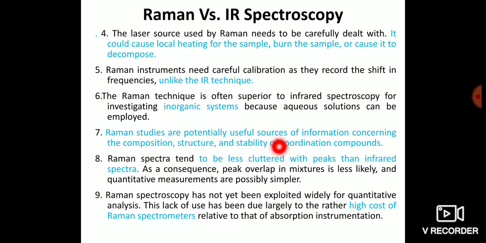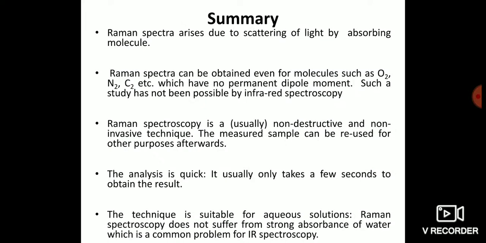Raman studies are potentially useful sources of information concerning the composition, structure, and stability of organic compounds. So these are certain applications which are going to be repeated. So I'm not going to repeat here. So let us summarize today's lecture. So Raman spectra arise due to scattering of light by absorbing molecule. So here you can see that there is a sample molecule and there is an incident laser light and there is scattering of light. So it involves scattering of light. Exactly when the light is absorbed, so energy of the scattered light may be less or high. So Raman spectra can be obtained even for simple molecules such as oxygen, N2, Cl2, etc.